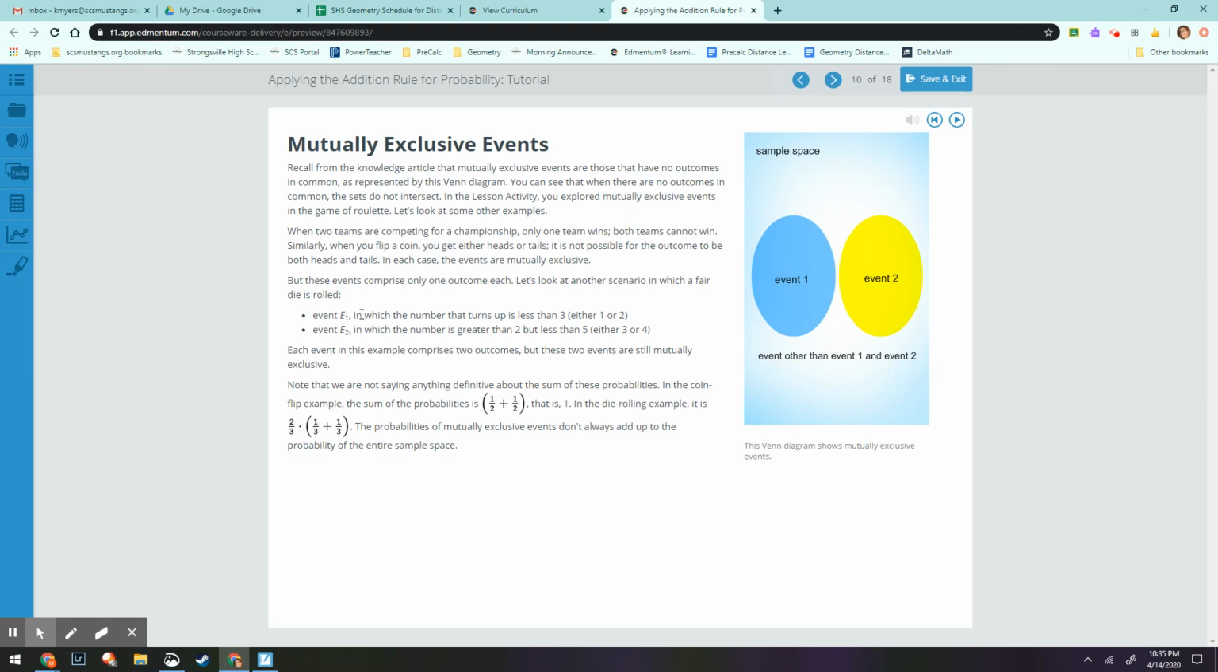Another one they talk about here is that you roll a number that's less than 3. It's either 1 or 2, or you roll a number greater than 2 but less than 5. That's either 3 or 4. Those are mutually exclusive. Now, one thing they want you to be careful of is that mutually exclusive does not mean the probability is going to add up to 1. And in the case of the dice, that is what happens. Okay, so that's kind of what they're saying there.